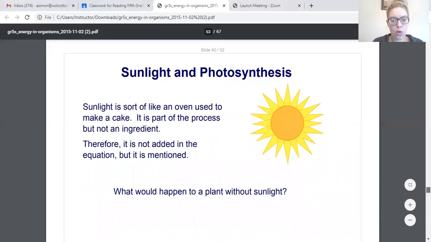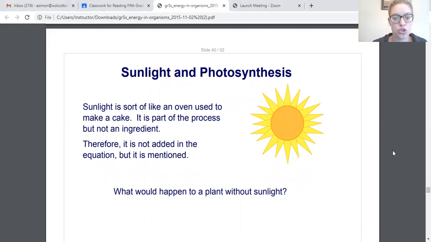So now we're going to discuss why isn't sunlight included, because sunlight is obviously needed for photosynthesis to happen. Well, we can think of it like this: sunlight is sort of like an oven used to make a cake. It's part of the process, but not an ingredient, okay? Therefore, it's not added in the equation, but it is mentioned. So let's put that down in our notes: sunlight and photosynthesis. Sunlight is sort of like an oven used to make a cake. It's part of the process, but not an ingredient.